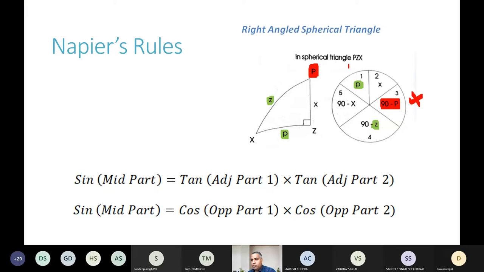Okay, what if you make small p as your middle part? Yes, sir. Then we can use the second formula. Right. So if you make small p your middle part, the other two become opposite and this formula can be used. It is not necessary that the unknown part be the middle part. The middle part can be any of the parts. Yes, sir. Got it.